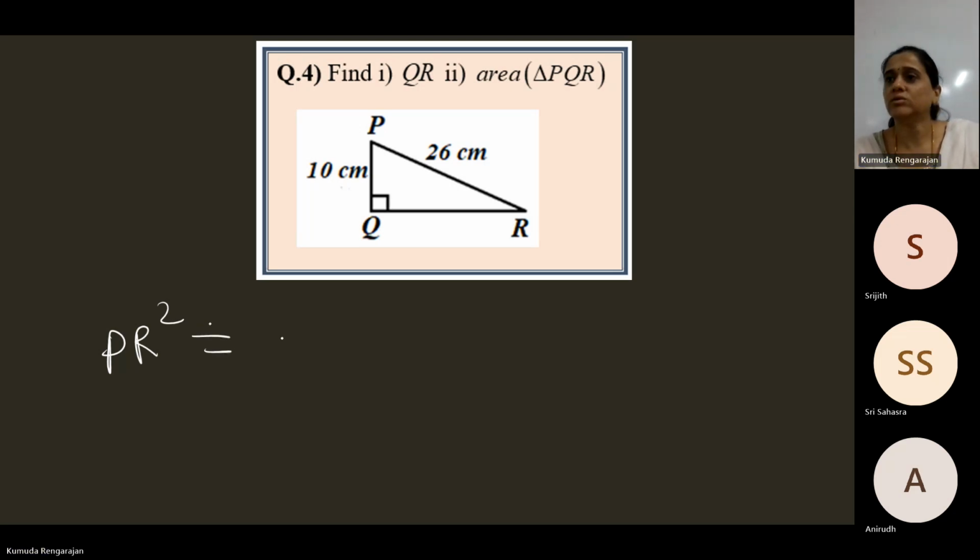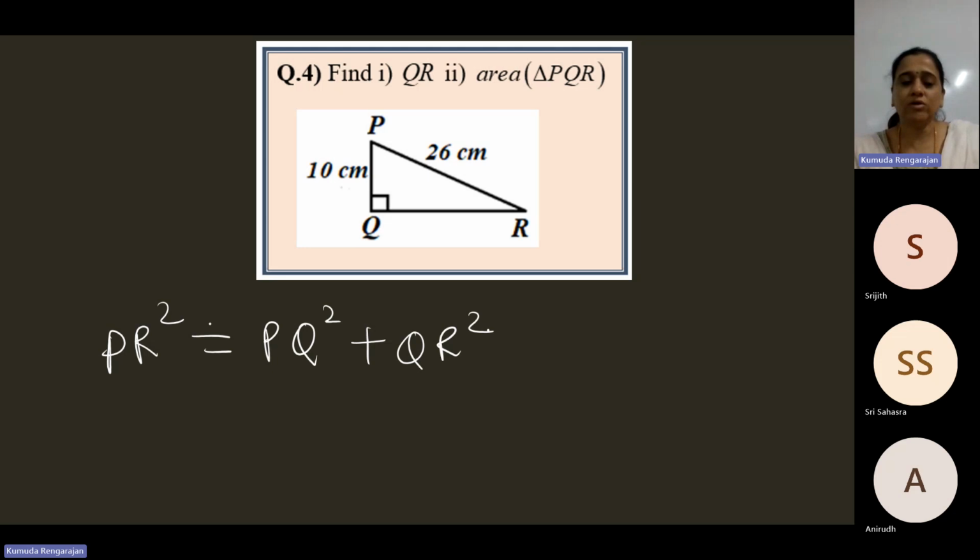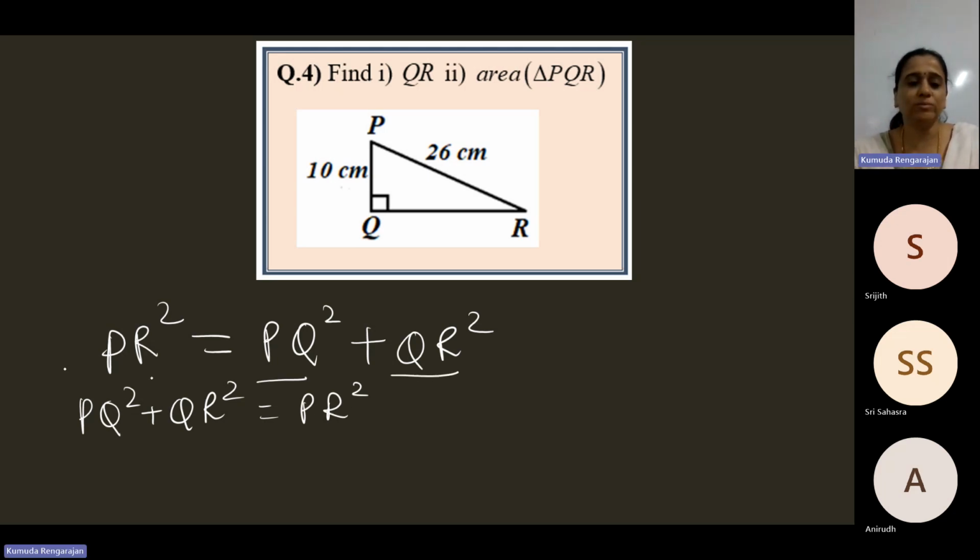So it is PR square, correct? PR square equal to PQ square plus QR square. You can also write it the other way around: PQ square plus QR square is equal to PR square. Always the square of the hypotenuse should stand alone on one side, any one side. Then the sum of the squares of the other two sides on the other side. Now, which side has to be found? QR, right? So you write it like this.